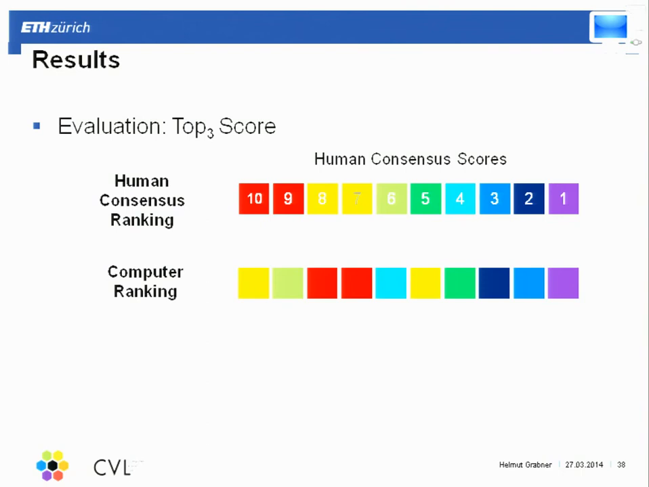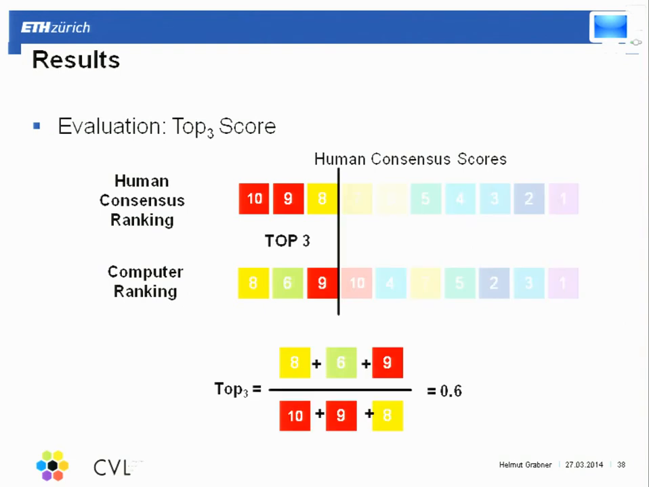So the computer, or the algorithm, gives us a ranking. We propagate these human consensus baselines to the ranking here. Since we are considering only the top three score, we just discard all the values with a higher rank than three, then sum those up and divide by the maximum possible one. This gives us the top three score. As can easily be seen, this is between zero, or close to zero, and one. The higher, the better.